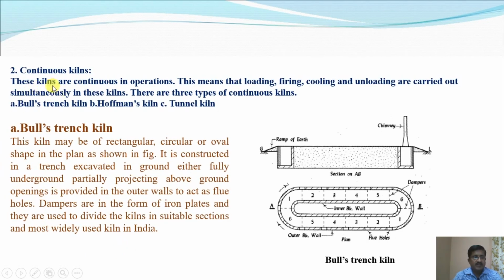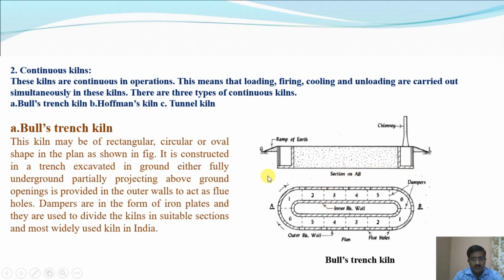Continuous kilns. These kilns are continuous in operation. This means that loading, firing, cooling and unloading are carried out simultaneously in these kilns. There are three types of continuous kilns. One is Bull's trench kiln, second is Hoffman's kiln and third is the tunnel kiln. So we'll see Bull's trench kiln first.